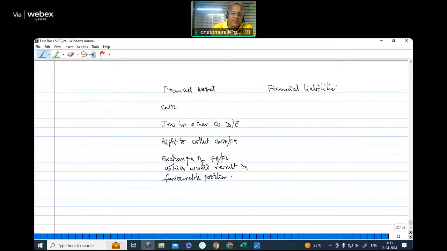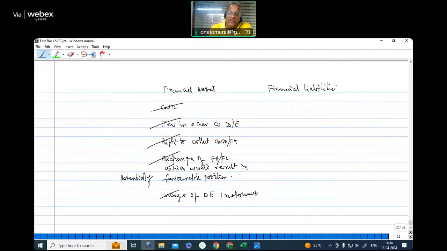So cash, investment in other companies, debt and equity, right to collect cash or financial asset, exchange of financial asset or liability, which would result in a potentially favorable position. And lastly, usage of own equity instrument. I'm not just going into it on an item by item basis, but these are the items which will be taken up as part of your financial item.